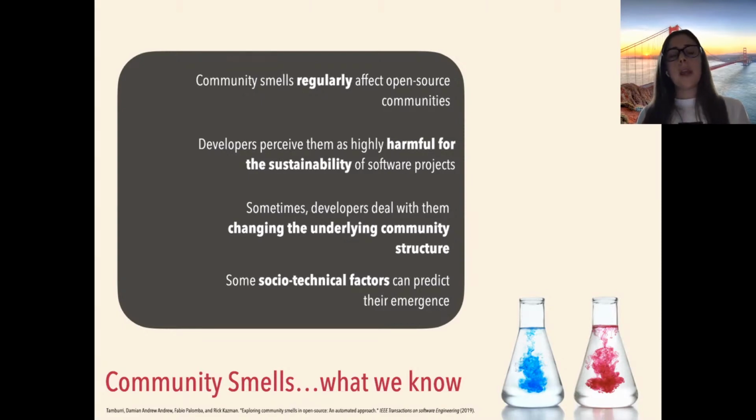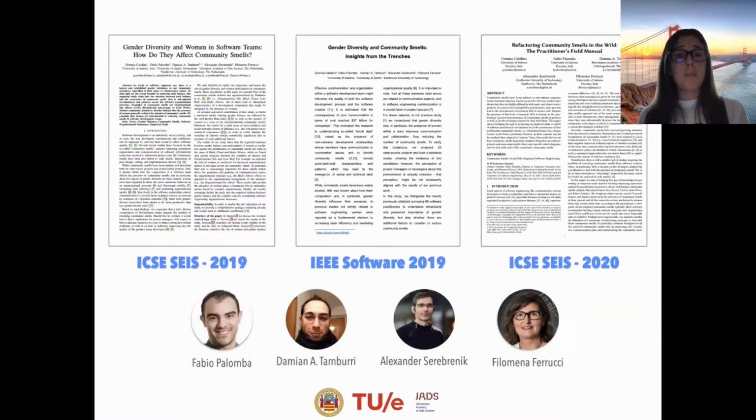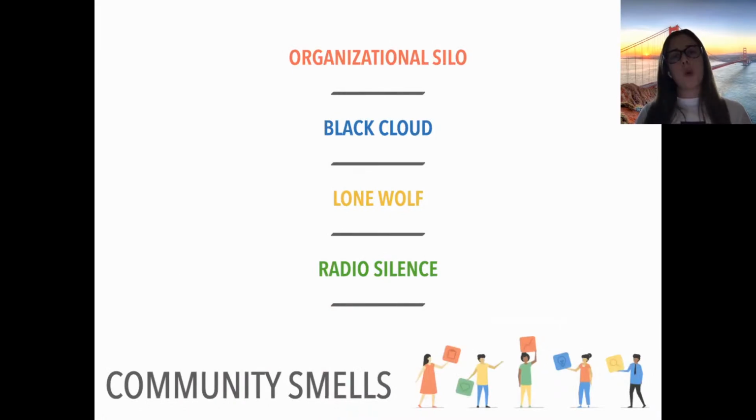And in particular, in our previous studies, published at the Software Engineering in Society track and its following extension, we focused on understanding which are the factors related to team composition and team information that can explain, in one way or another, the presence of community smells. And after that, we decided to take action and provide refactoring strategies in order to solve and mitigate community smells.